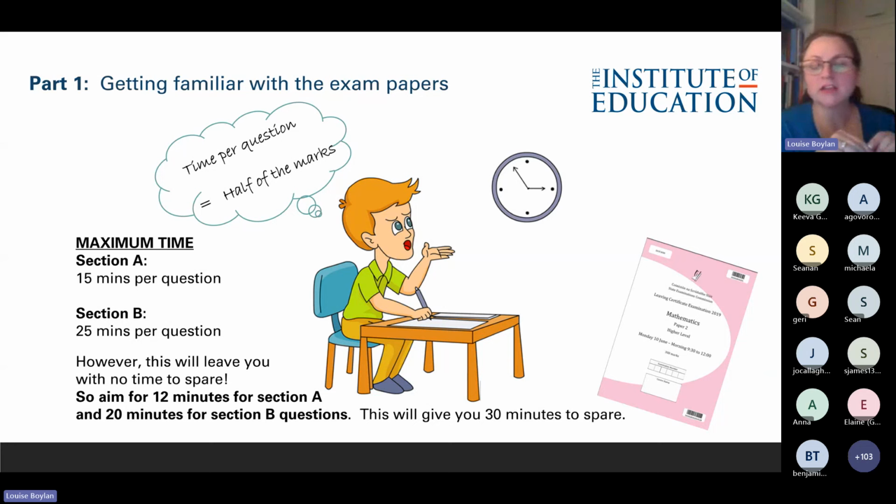Try to stick to those times, even when you're just revising, even when you're doing your study, right? So if your teacher gives you an exam question to have a crack at, 12 minutes if it's a Section A question, right? 30 marks, 12 minutes. Try to get out of there in 12 minutes. Absolutely no more than 15 minutes. If you spend longer than 15 minutes, you're robbing time from another question where you could be picking up more marks. Okay, I'm going to keep going.